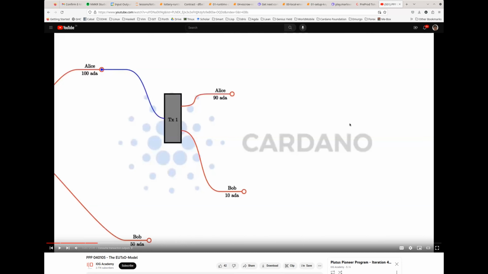So in the UTXO model, if Alice wants to send 10 ADA to Bob, UTXO, I should say, stands for unspent transaction output. So the state of a UTXO blockchain is this set of so-called UTXOs, unspent transaction outputs. So transactions have inputs and outputs, and outputs can be spent or unspent.